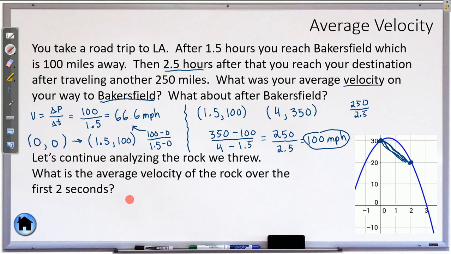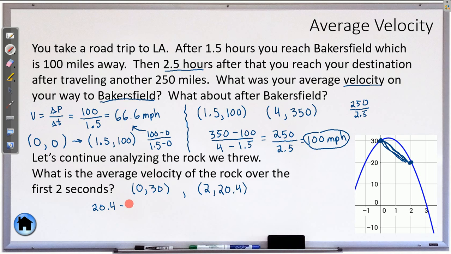And so our first point is 0, 30. And our second point is 2, 20.4. I had to go double check that number. You can see it's almost 20, but it is actually a little bit above 20. If you want to check that, just plug 2 into the equation. And so if we want to find the average velocity, we simply find the slope between those 2 points.